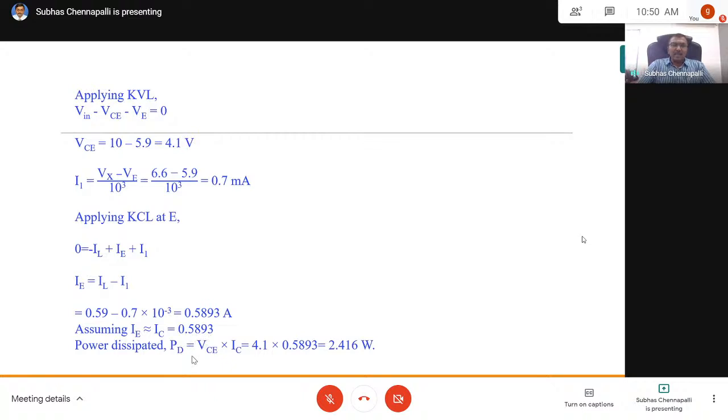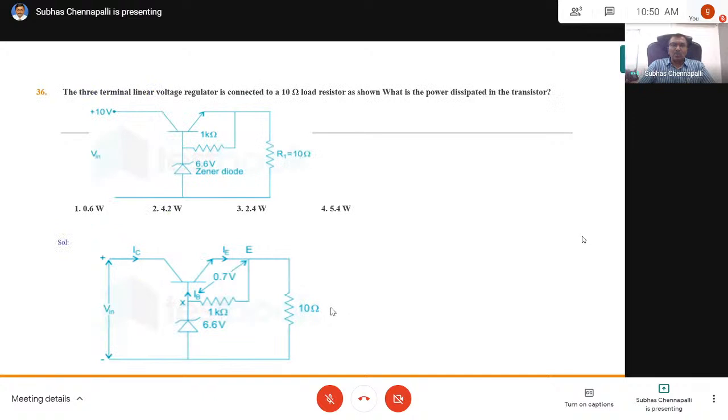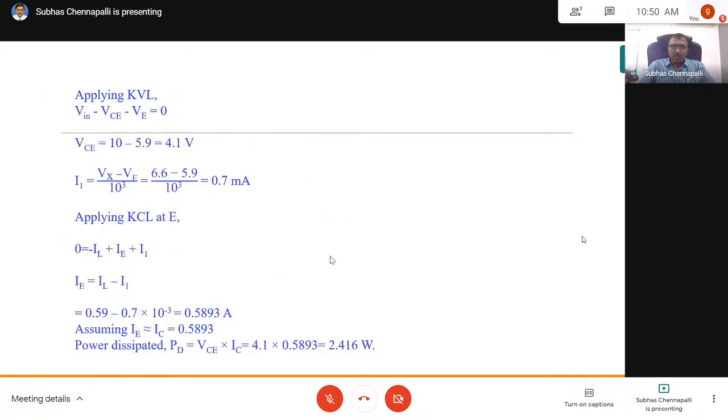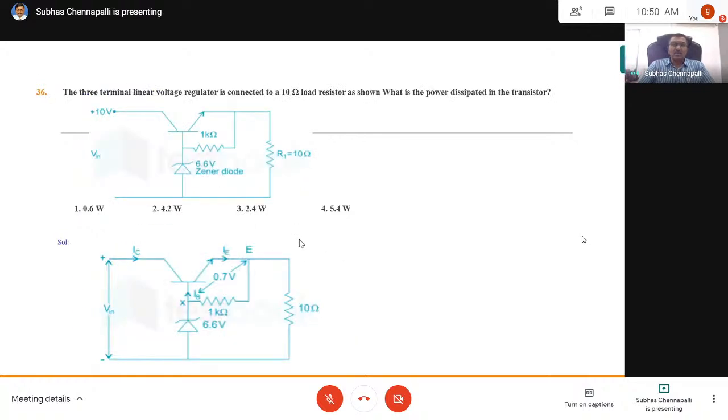Then VCE, already I have calculated 4.1. Then IC is 0.5893. Then VCE times IC, you will get 2.416 watts. So 3 is the answer.